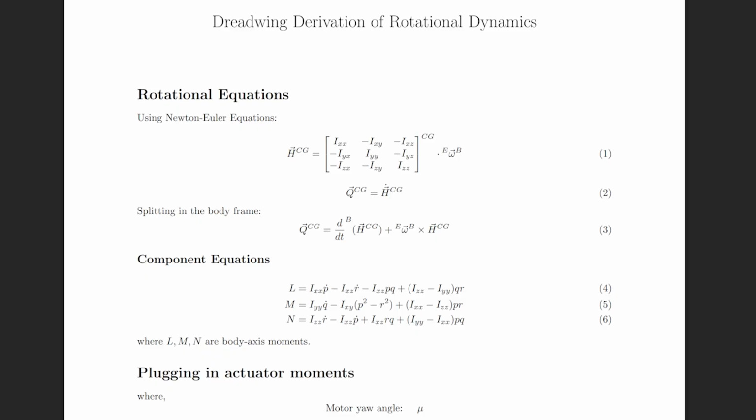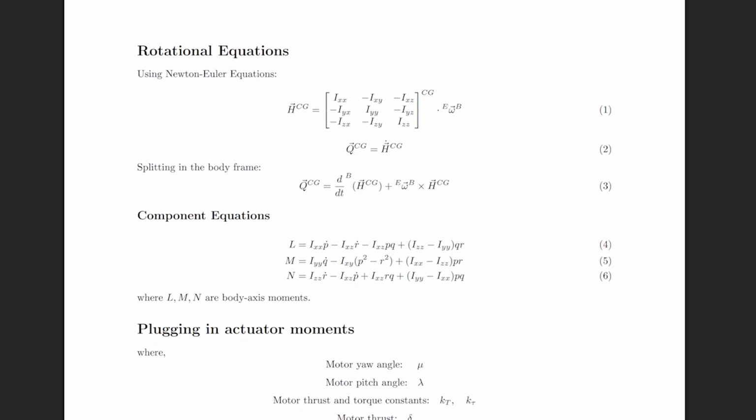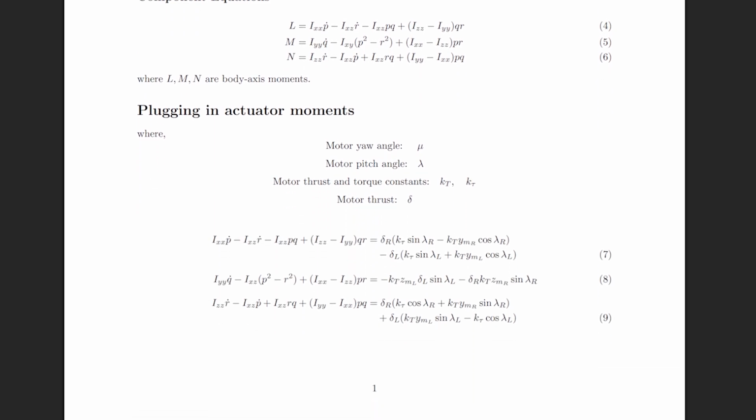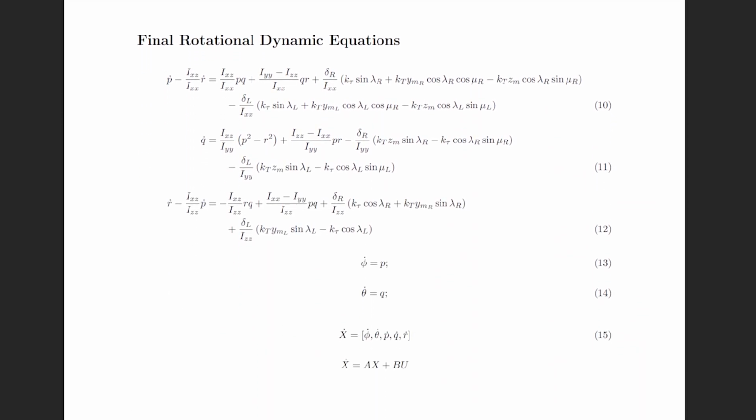I'll give a quick overview of how I found my equations of motion. I started with Newton and Euler equations to find my forces and moments. I defined the motor yaw angle as mu, and the pitch angle as lambda, and the overall thrust force as delta. Using basic trig, I found the contributions of each motor based upon its pitch and yaw angles. Substituting and simplifying results in equations of motion for angular accelerations.